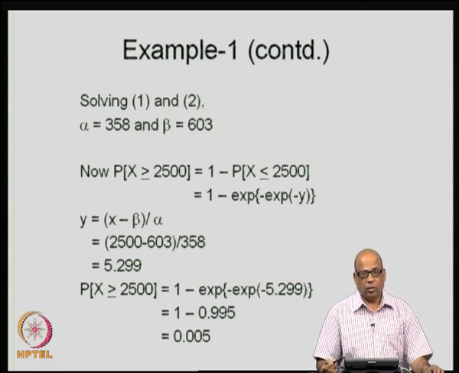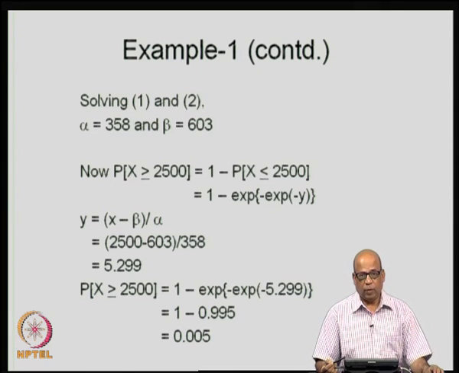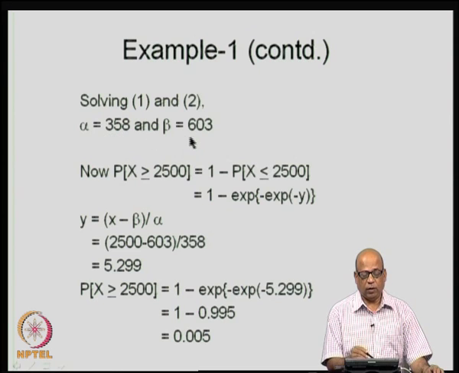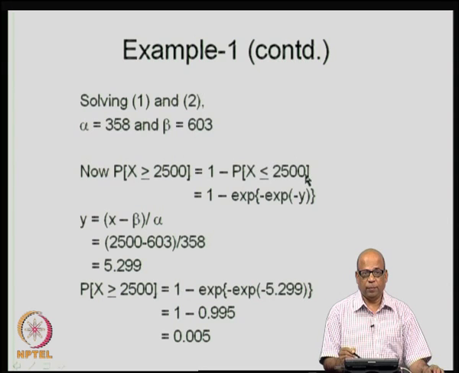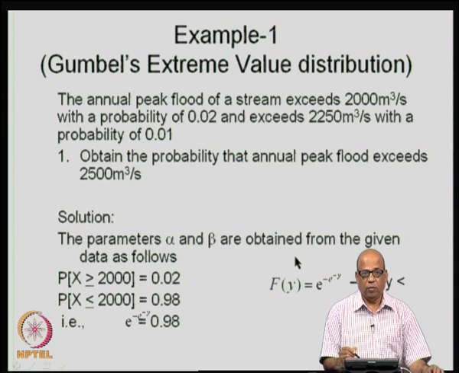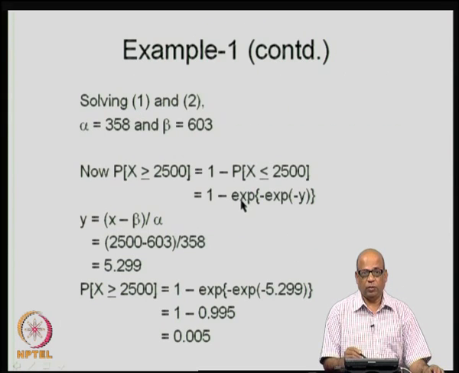So, like in any earlier distributions, the first step is always to estimate the parameters from the sample values. So, we estimated here in this particular case alpha is equal to 358 and beta is equal to 603. Now, we are asked the question, what is the probability that x will be greater than or equal to 2500 meter cube per second. So, we write this as 1 minus probability of x being less than or equal to 2500, which from the expression for F of y we write as 1 minus e to the power minus e to the power minus y, where y is equal to x minus beta over alpha, and x is 2500, beta we have estimated to be 603 and alpha we have estimated to be 358. So, we get the corresponding value of y as 5.299.